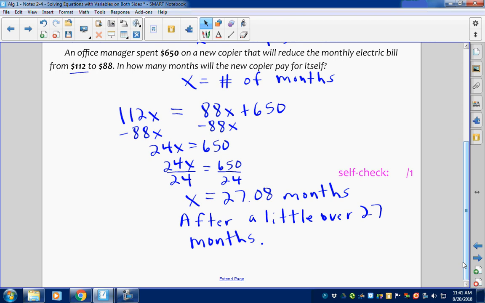Alright, so on some of the classwork and homework you have to set up a problem first. Expect there to be a letter, a variable on each side. Then you're set.